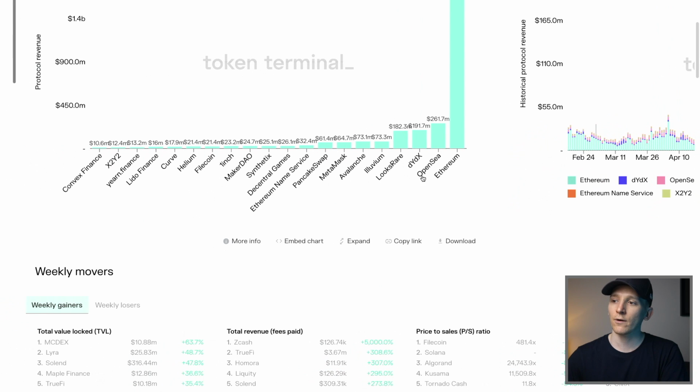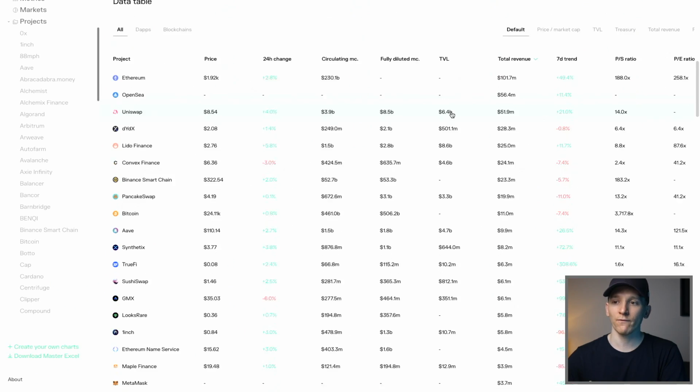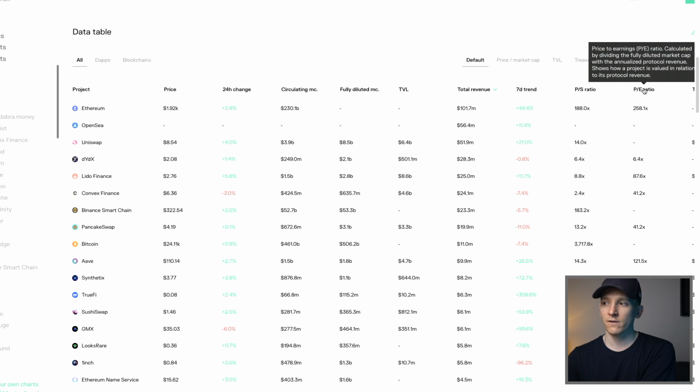But we can also look down here to see that Avalanche, PancakeSwap, Decentral Games, MakerDAO, they're all making decent money, right? And so if it's making money, at least it has a better chance to actually accrue value to tokens and to investors. You can also look down here at the price to sales ratio and price to earnings ratios.